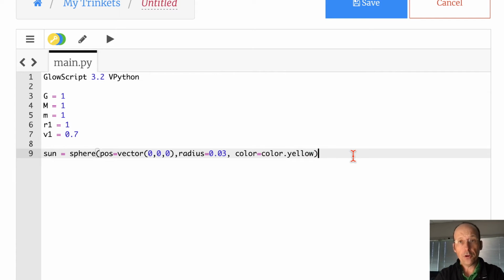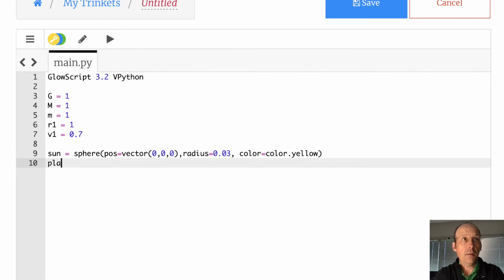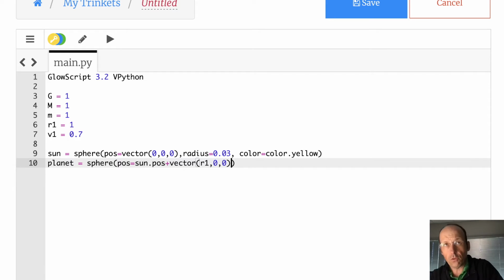Okay, now I'm going to make my planet. Planet is also a sphere. Its position is going to be equal to, I'm going to say sun.pos plus vector r100, right? So sun.pos is the vector location of the sun. And I'm adding on to it, shifting it over a distance r1, so we'll be on the x-axis.